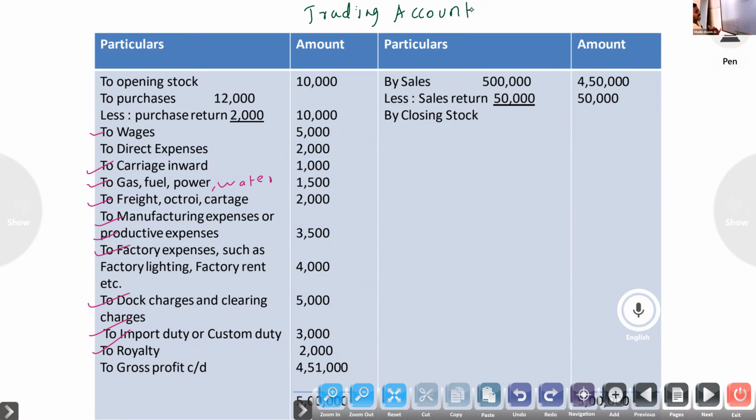Credit side: sales minus sales return and closing stock. Credit side has only two items, sales minus sales return and closing stock.